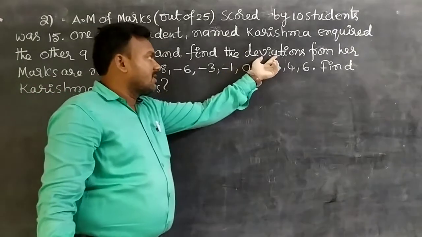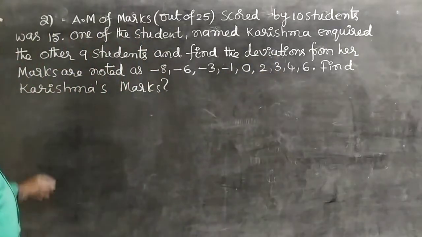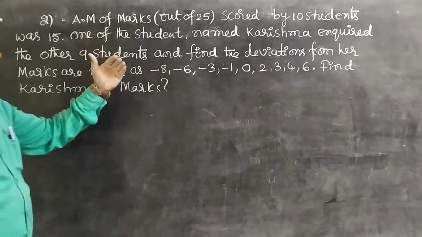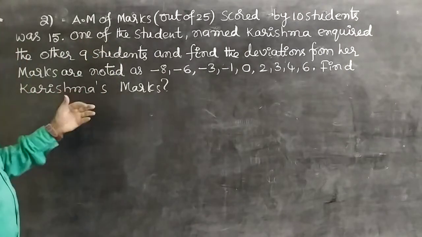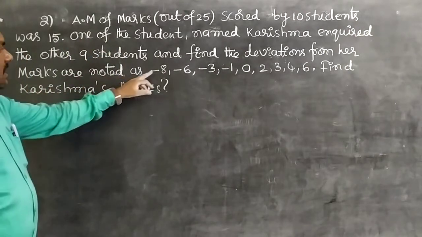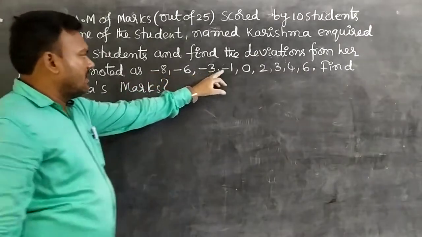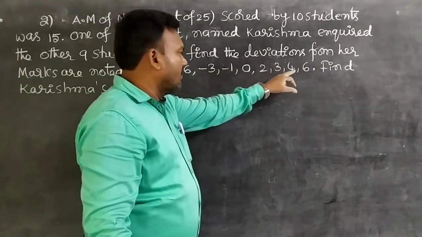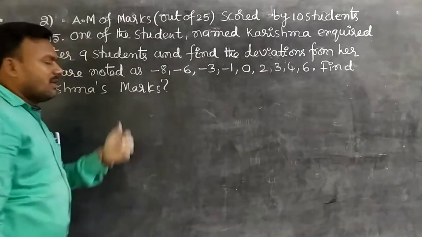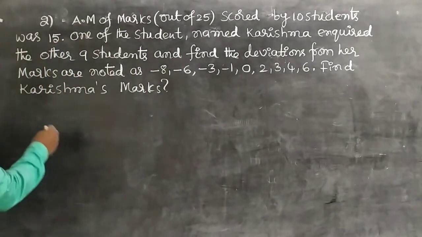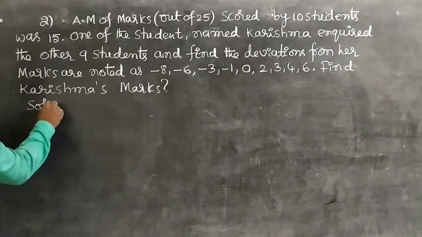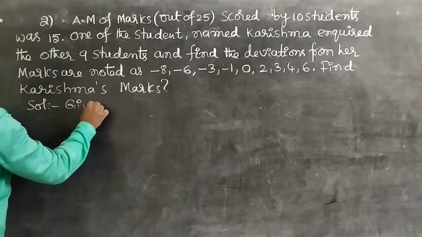Here deviations are given, students. Deviations from her marks are -8, -6, -3, -1, 0, 2, 3, 4, 6. Find Karisma's marks, students. So here observe the solution. It is an important problem. Solution given.